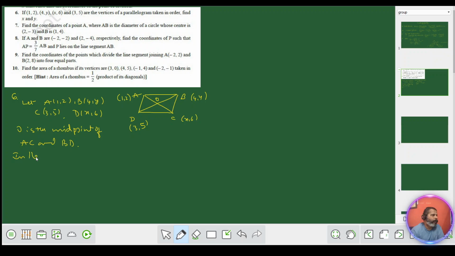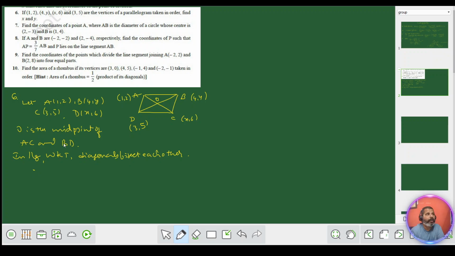In a parallelogram, we know that diagonals bisect each other. What do you mean by diagonals bisecting each other in coordinate geometry? It means O should have the same coordinates. In the parallelogram chapter, it means AO is equal to OC, and OD is equal to OB, because the diagonals bisect each other. So using the midpoint formula, we can solve.